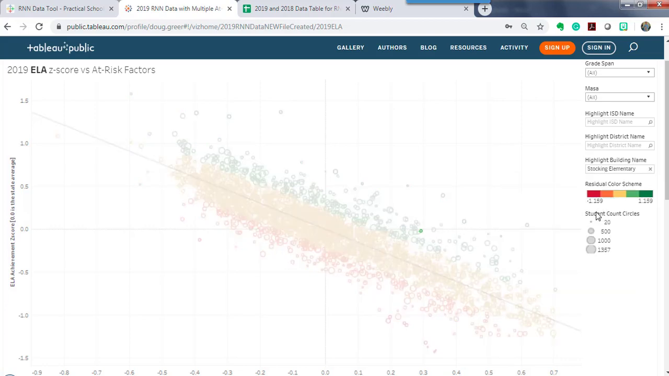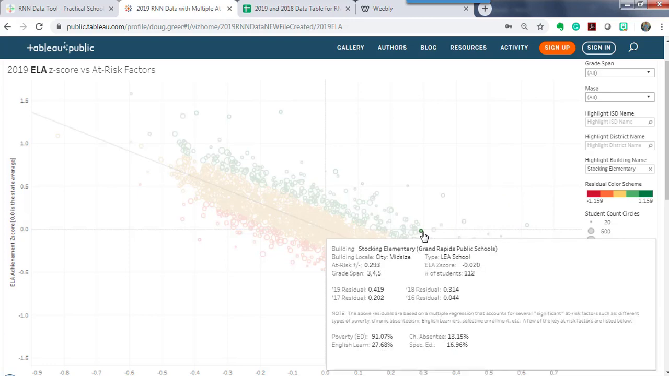If I choose Stocking Elementary, I can see that Stocking is in the green. It is above the line, and it's right about at the horizontal line, so they're performing at about the state average. But they have much greater at-risk factors than typically in the state.